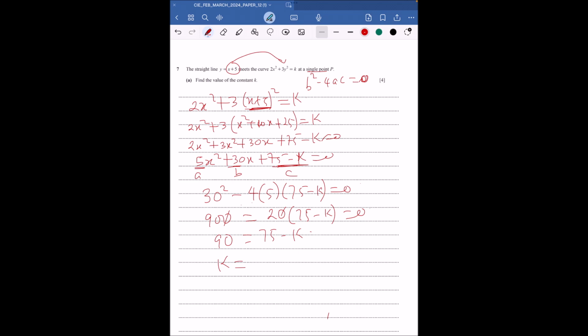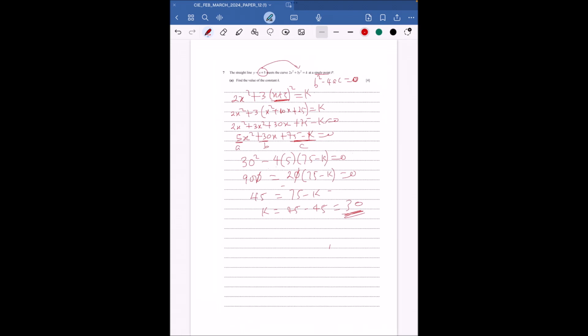What did I do? There's 2 here. Okay, I think I made a mistake there. Okay, so we cancel this. I missed out the 2, so that's 45. So equal to 75 minus k. Then k will be 75 minus 45, which is 30. So my k is 30.